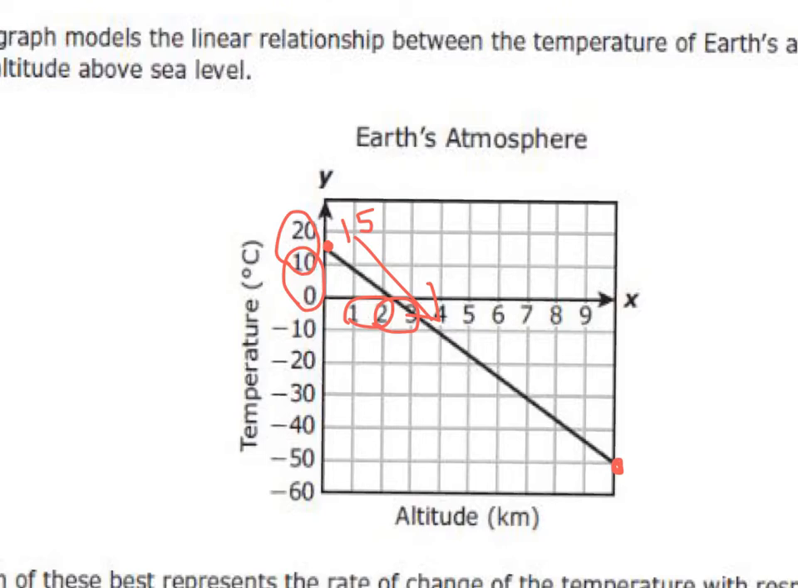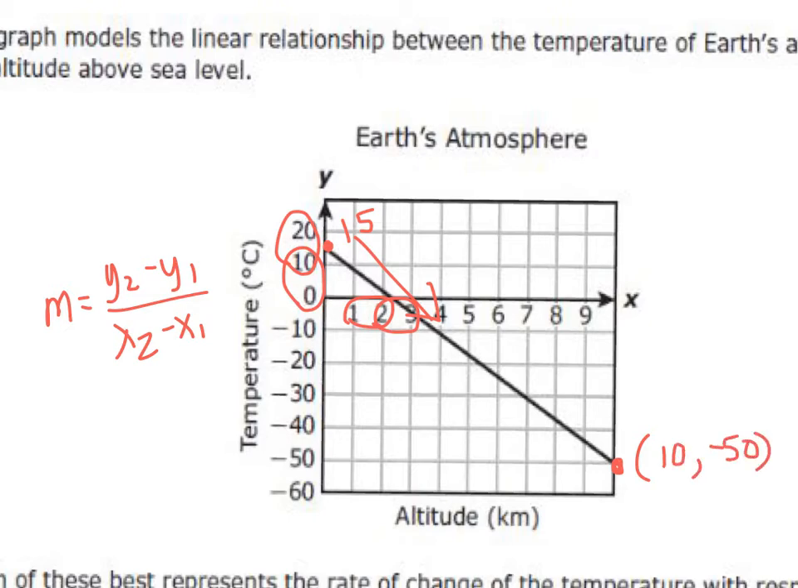So if we go from the very top to the very bottom, we can do our slope formula. M equals y2 minus y1 over x2 minus x1. So our y2 would be this point down here. We can label this point. It goes over 10 and down 50. And then this point up here, the x value would be 0 for this one, and the y value would be 15.